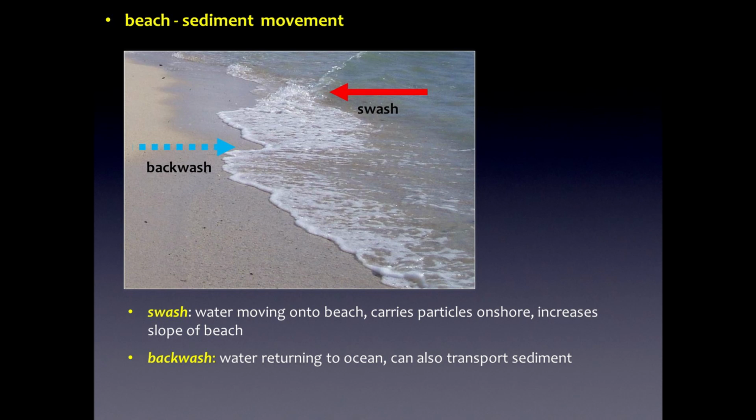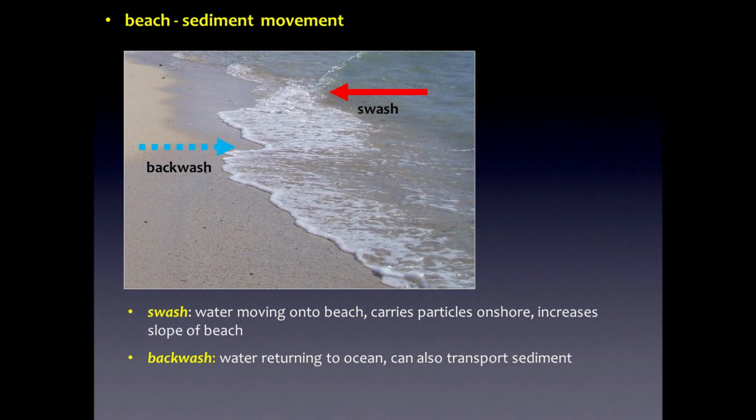It will either deposit them there or it will transport them back down the shore in the form of backwash. Backwash is the water returning to the beach. The purpose of the swash, if it keeps bringing particles on shore and the backwash doesn't remove those particles, is that the beach over time will progressively get steeper and steeper. So we need a really good balancing act between the swash and the backwash to maintain the typical average slope of a beach.